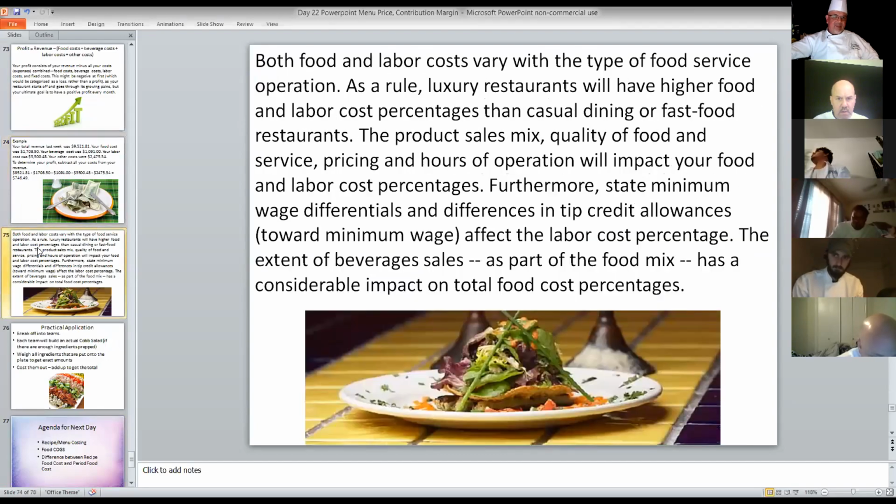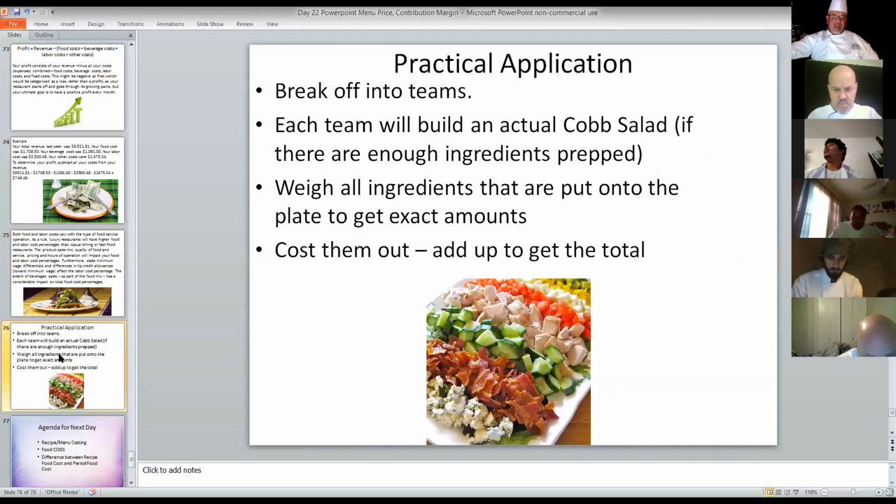Both food and labor costs vary with the type of food service. As a rule, luxury restaurants run a higher labor cost. Practical application, and we went over that yesterday. So this is where we stop and where we are with your recipe costing, guys. This is where we dedicate the time for all of you.